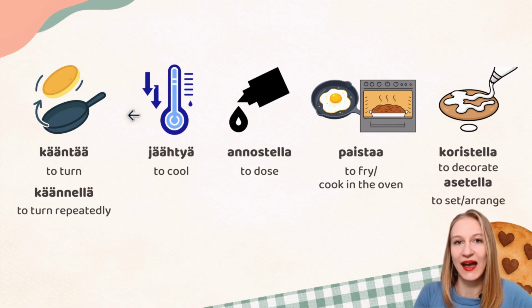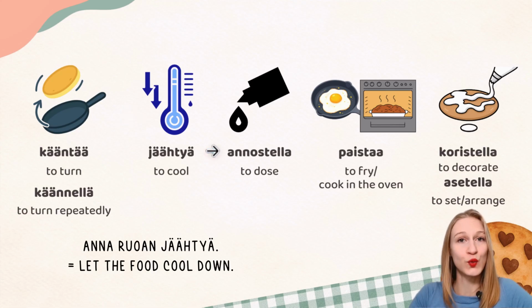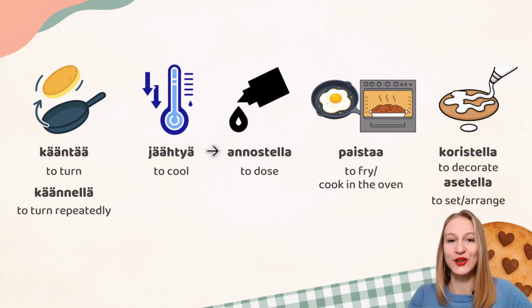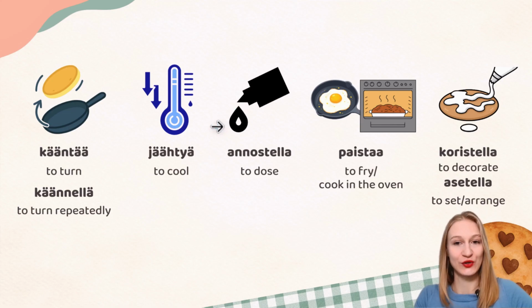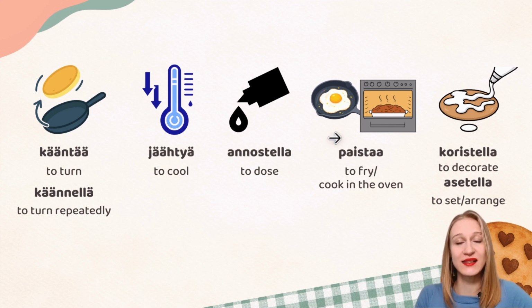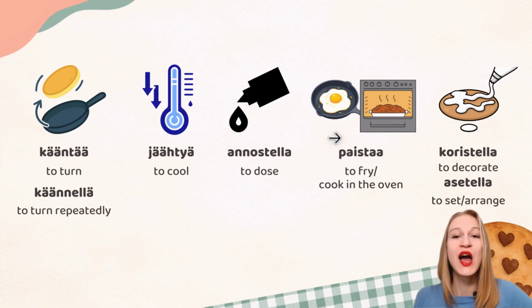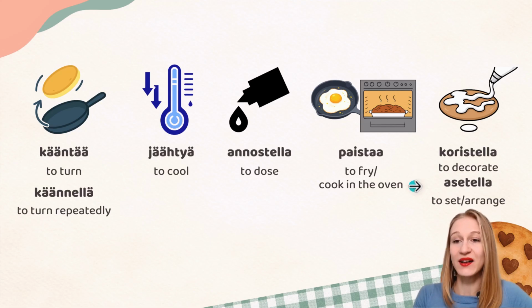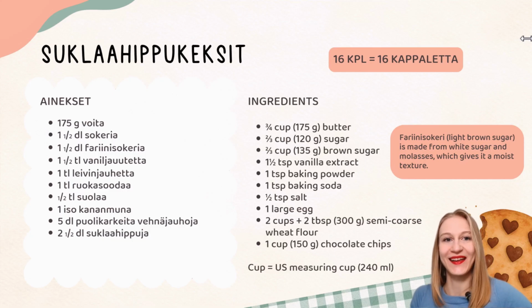Jäähtyä, to cool. Anna ruoan jäähtyä. Let the food cool or cool down. Annostella, to dose. Paistaa. Paistaa has two meanings. It can either mean that you fry something, for example, on a saucepan, or that you cook something in the oven. Both actions are paistaa. Koristella. Asetella. And now we are going to get into the recipe.